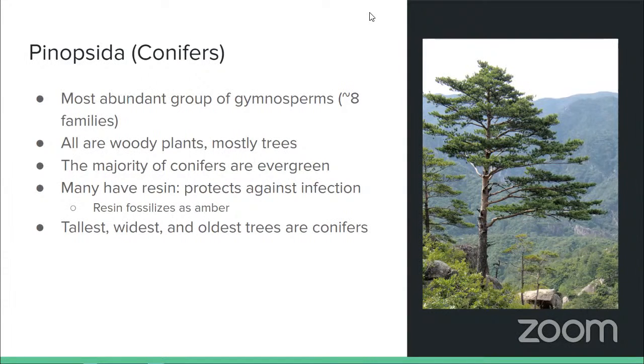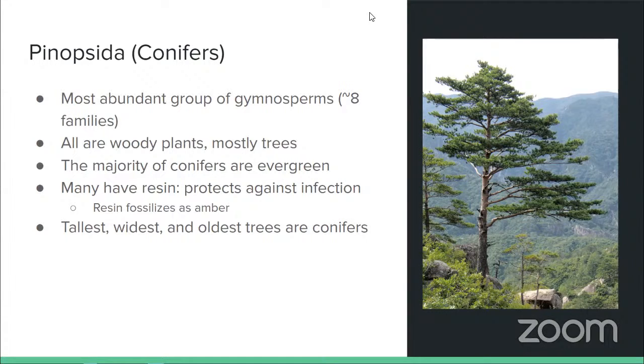The Pinopsida are all going to be woody plants, meaning that wood, it's not going to die back in winter. They're mostly trees. There are a couple of shrubs. The majority of them are evergreen, meaning they're not going to lose their leaves on an annual basis. They're going to lose them one by one here and there as they replace them. We will see a couple of cool exceptions, but the vast majority are keeping their leaves year round.